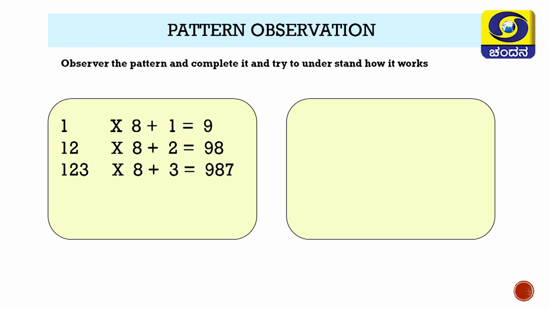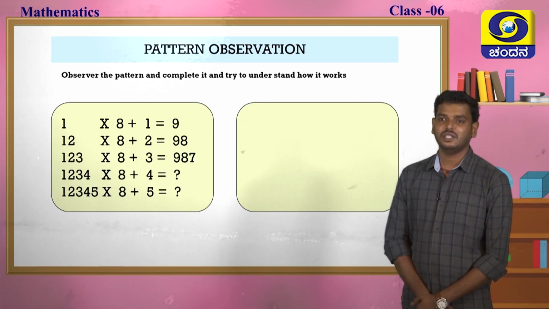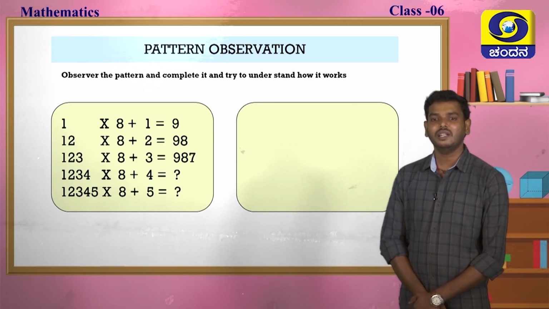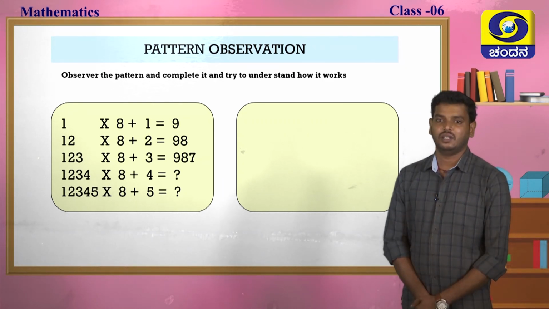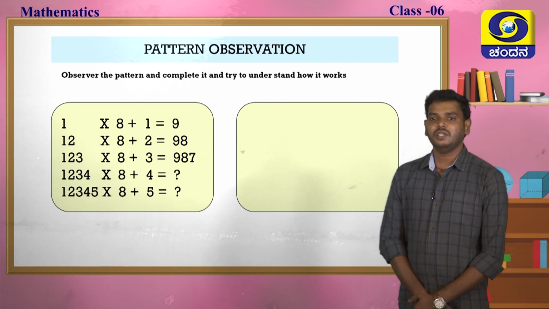I hope you have got the next pattern, children. Yes, your answer is correct. That is 1234 into 8 plus 4 is equal to what? That you have to find out. And the next pattern, 12345 into 8 plus 5 is equal to question mark. This you have to do. It's very simple. See children, you need not multiply, you need not add. By looking at the pattern itself, you can easily answer.